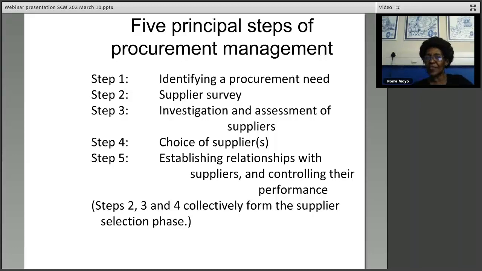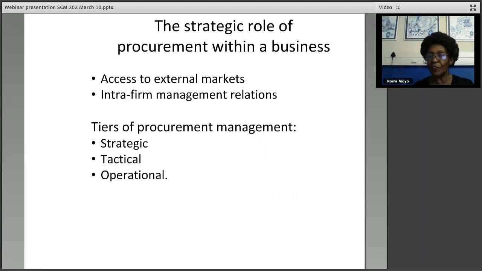There are 5 principal steps of procurement management. Step 1 is you identify a procurement need. Step 2 is supplier survey. Step 3, investigation and assessment of suppliers. Step 4 is choice of suppliers. Step 5 is establishing relationships with suppliers and controlling their performance. Steps 2, 3, and 4 collectively form what is called the supplier selection phase.